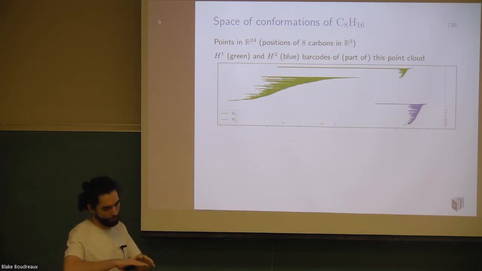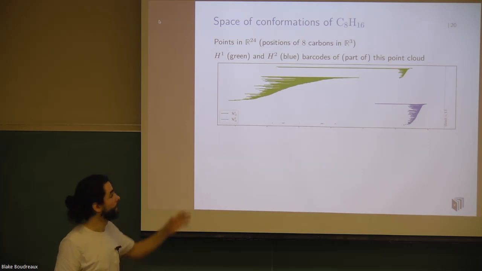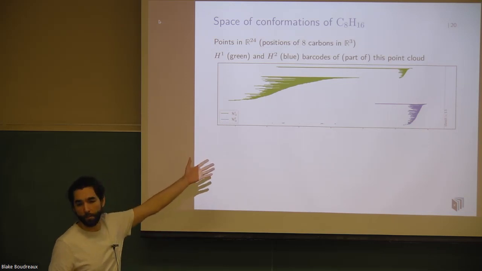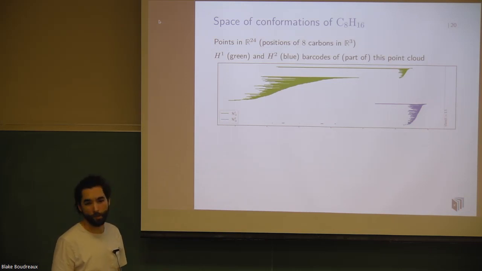What would be a good description of the shape around which this is concentrating? And if you see this, you say, oh, it's probably like a torus. But there's another option too, right? It could be a Klein bottle. And chemists believed that it should be a Klein bottle.